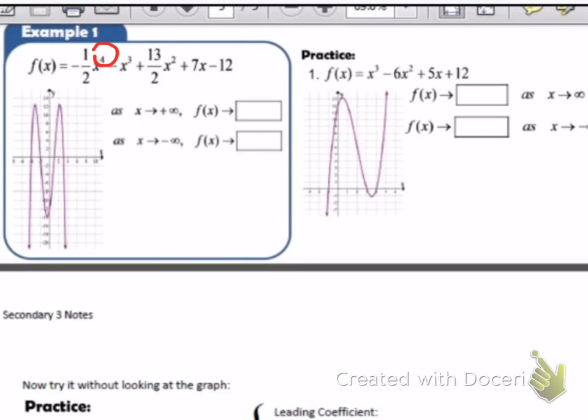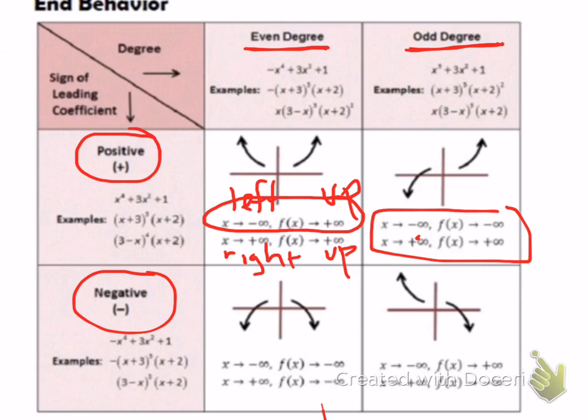What's 4? Even or odd? Even. It's even, right? So we know we have an even power. And what's the leading coefficient, positive or negative? Negative. So if I wanted to go back and look at that chart for just a minute, I'm going even and negative. So go back for just a minute and follow your chart. You're going even, which is this one. You're going negative, which is this one. And you kind of just match them up there like that. So do you see where you're going to get your answers from?